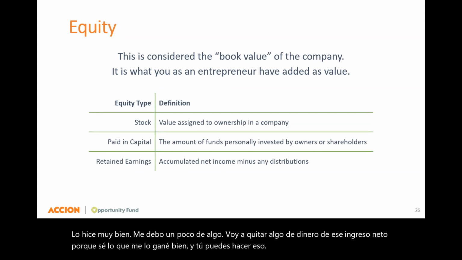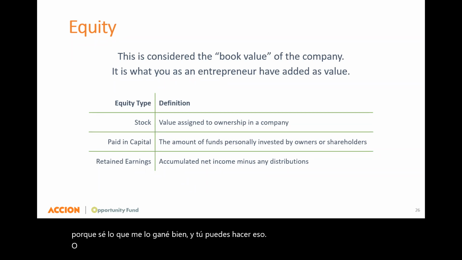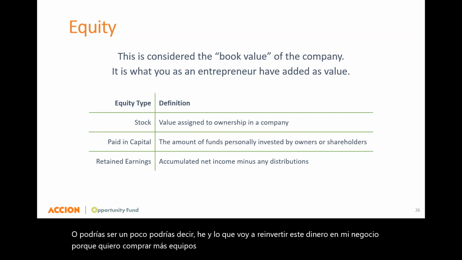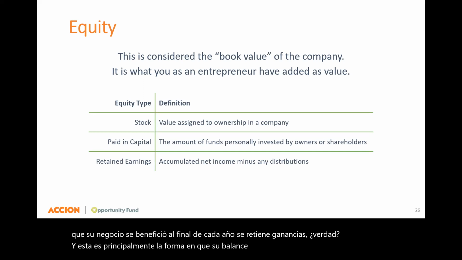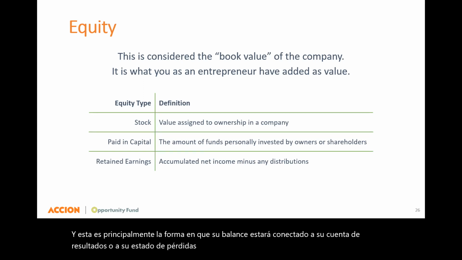Or you could say, hey, I'm going to reinvest this money into my business because I want to buy more equipment. I want to do X, Y, and Z, whatever that may be. So that money that your business profited at the end of every year is retained earnings, right? And this is primarily the way that your balance sheet will be connected to your income statement or your profit and loss statement every year, right? As you're working on these things.